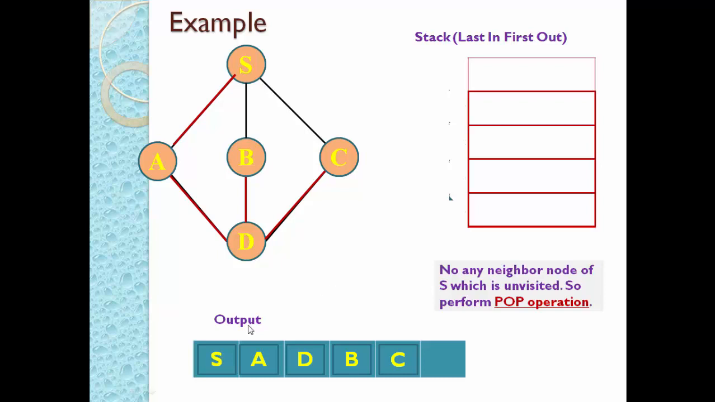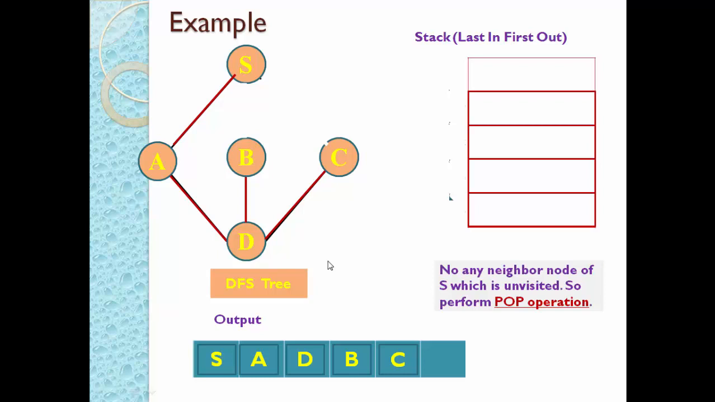So we have visited all the nodes of the graph, and the sequence is, first we visit S, then A, then D, B and C. It means that we started from S. S is our starting node. Then we visit A, then D, then B, then C, as per the depth first search algorithm. If we remove the remaining edges like S to C and S to B, at that time we have one tree. This tree is known as the depth first search tree. So this is our DFS tree.